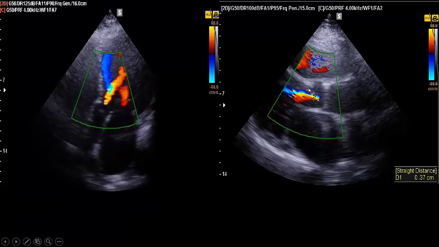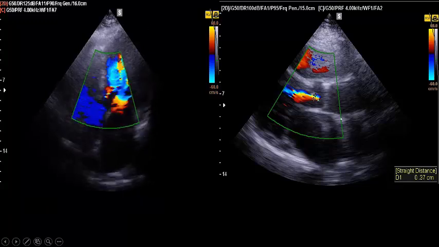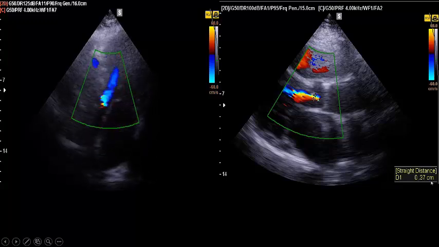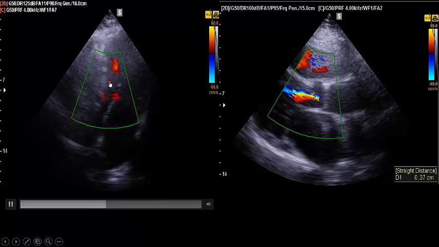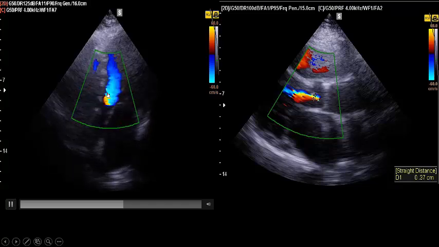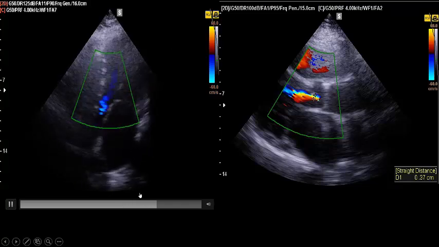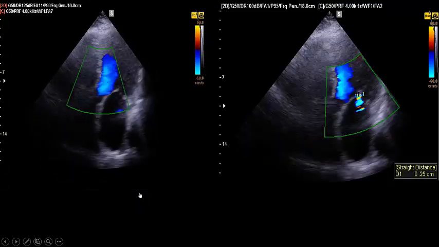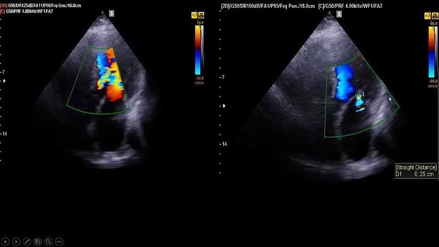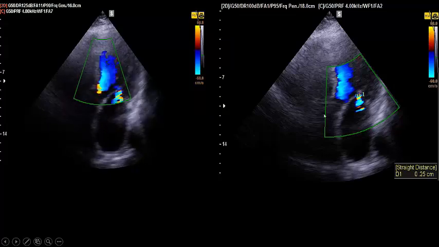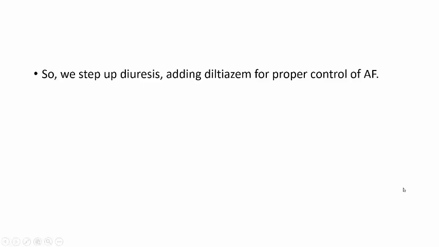Fortunately, the regurg is only moderate with vena contracta 3.7 millimeters, and the regurg flow is not reaching the apex. It's going with moderate regurg. There is also mild mitral regurg. So we step up diuresis, adding diltiazem for proper control of AF.